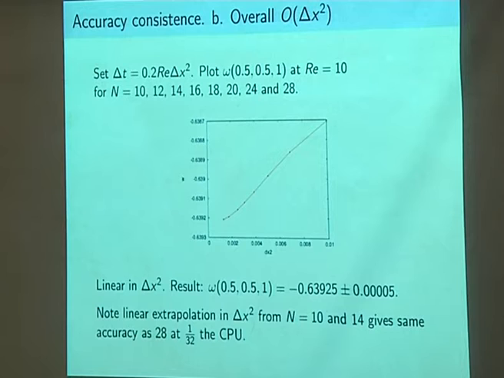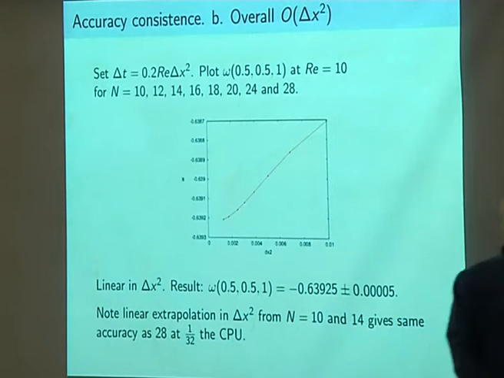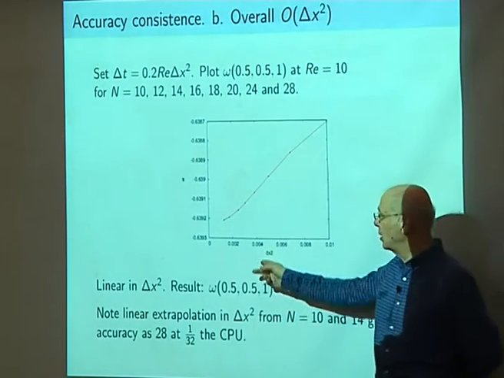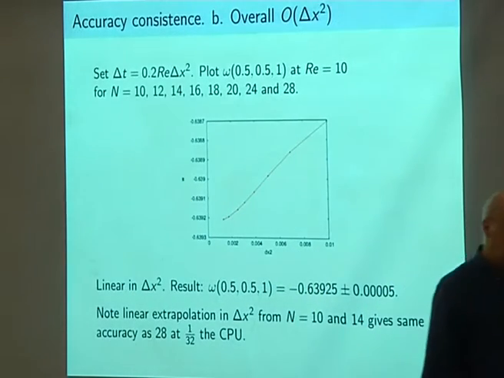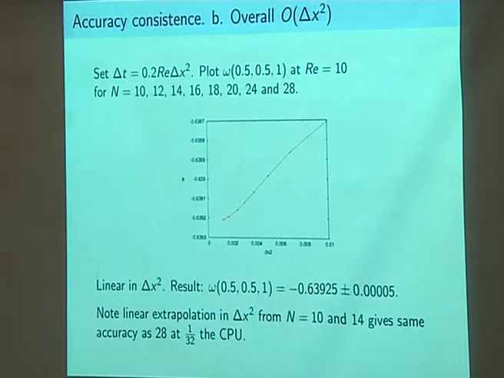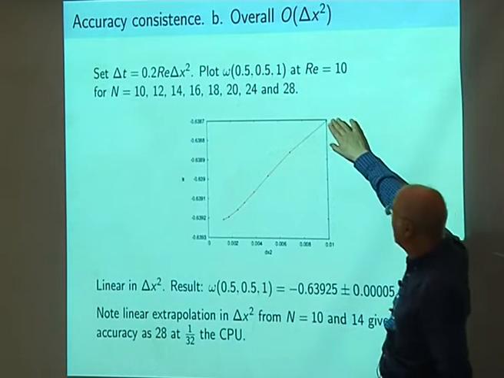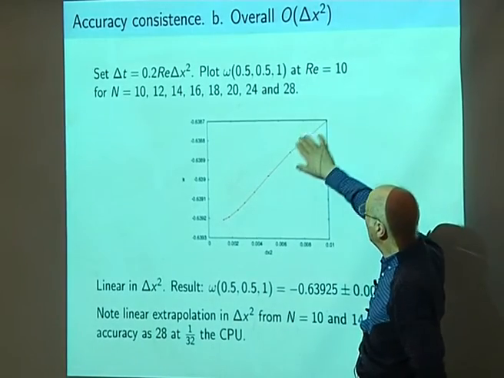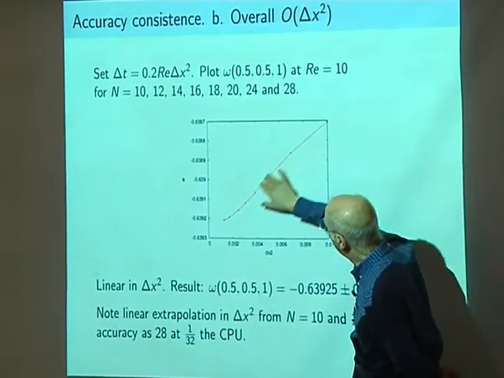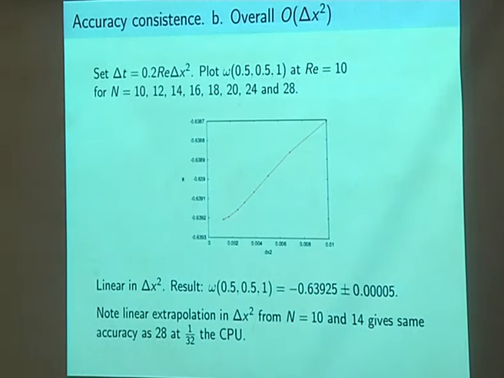So, as it's saying here, using the fact that it is quadratic, I'm plotting the lowest, this is delta x squared, and this is the vorticity in the middle. Because there's this linear variation, I can just actually take a 10 by 10 grid and a 14 by 14 grid there, and extrapolate those and get the answer equivalent to a 28 grid. So linear extrapolation from crude grids is as accurate as much finer grids, but the cost is very much smaller.